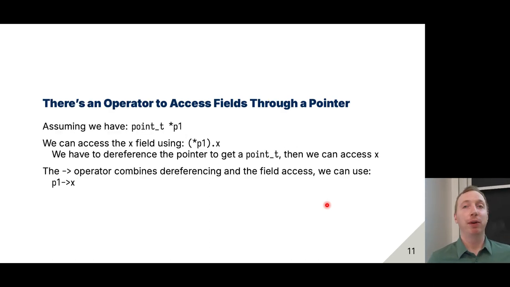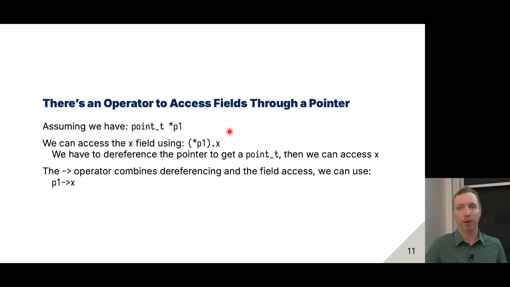So there's actually a special C operator to access fields through a pointer. If I have a pointer to that structure, to access it I would have to dereference P1 and put it in brackets, because I need to make sure of the precedence rules, so that I dereference it first. So I have to do this, it's kind of a pain. There's actually a new operator that just looks like an arrow. It is the minus sign and then a greater than. It doesn't mean subtract anything and then make it greater than. It's supposed to look like an arrow, like it's pointing to something. So that combines dereferencing and field access in just one step.